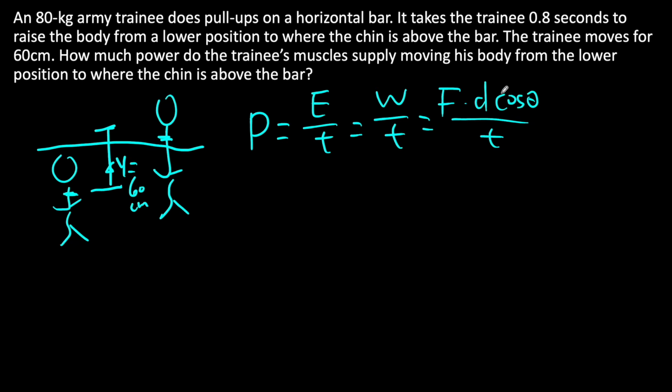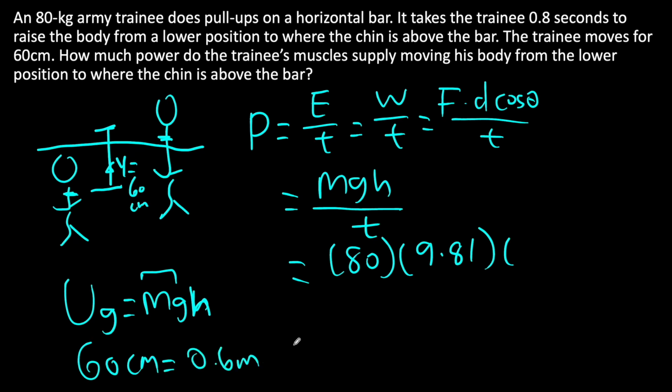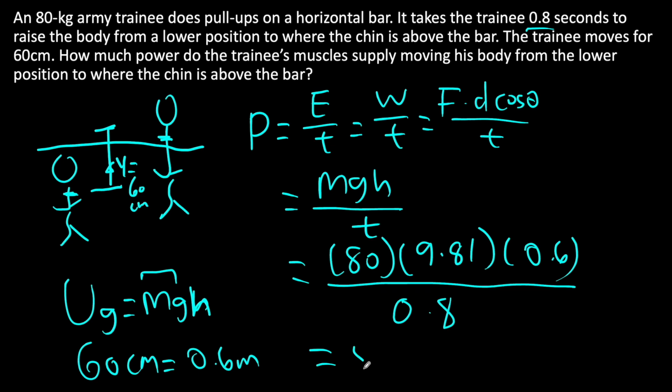So for this one, the trainee is going up. So we need to calculate gravitational potential energy, right? Because as the trainee moves up, he gains more potential energy. Gravitational potential energy is equal to mgh. So mg is the weight, and h is the total displacement the person moves. Right, so mgh over t. The mass is 80 kilograms. Gravitational acceleration is 9.81 times 60 centimeters. So 60 centimeters is equal to 0.6 meters. Over the total time of 0.8 seconds, which is equal to 529 watts.